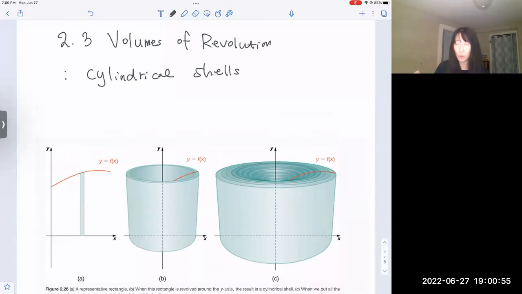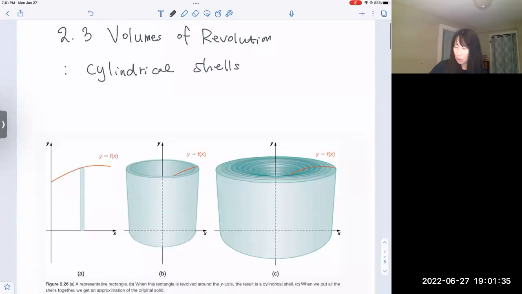Okay, so we're doing 2.3, volumes of a revolution. In this section, we have cylindrical shells. This is one of the methods to find the volume in Calculus 2, right? We had the disk method and the washer, and this is the third one, the cylindrical shell. Before we had cross section, which is the same as the disk method. Cylindrical shells is pretty easy, easier than the washer. But we have to understand the concept.